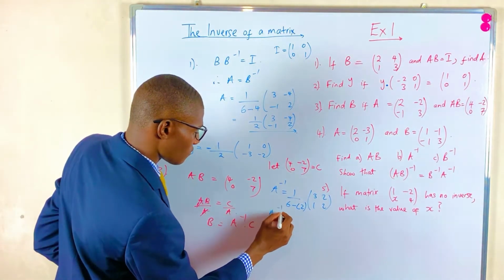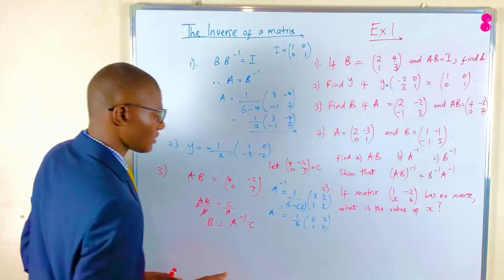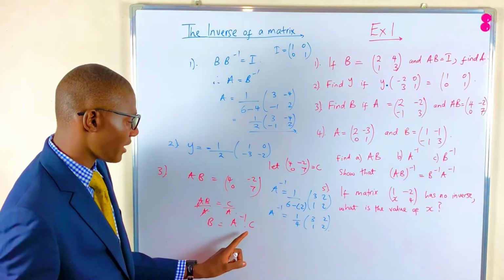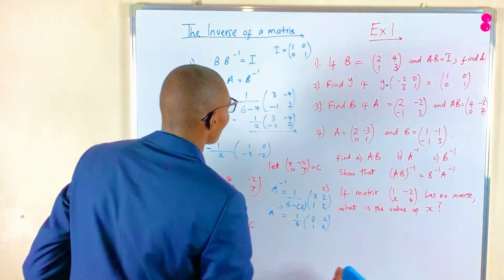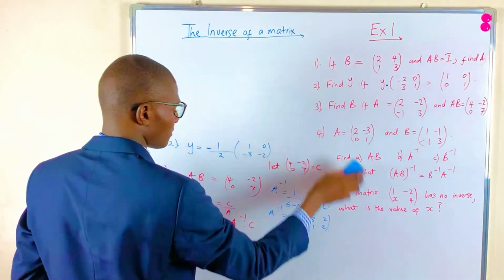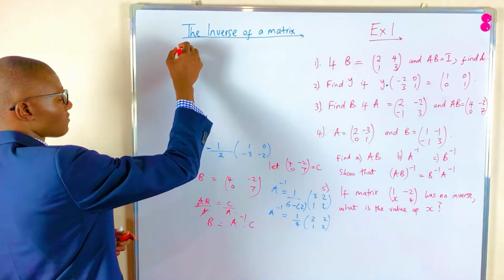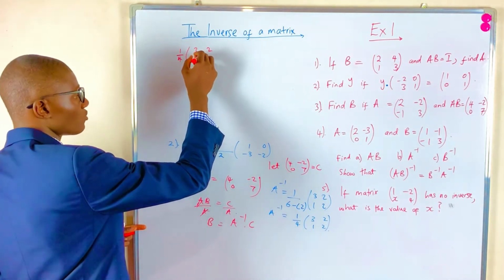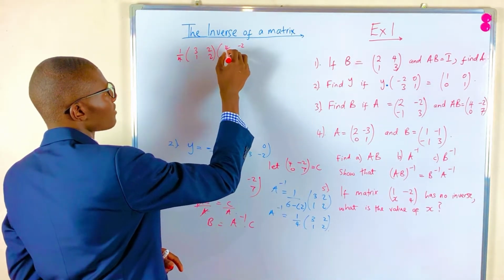So inverse of A is equal to 1 over 4, 3, 2, 1, 2. So to get B, we're simply saying the inverse of A multiplied by C. And then we know that our C is here, so allow me to erase this. Okay, so we are saying that inverse of A, 1 over 4, 3, 2, 1, 2, times C, which is 4, minus 2, 0, 7.